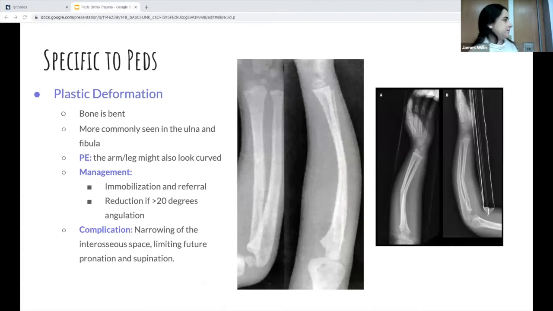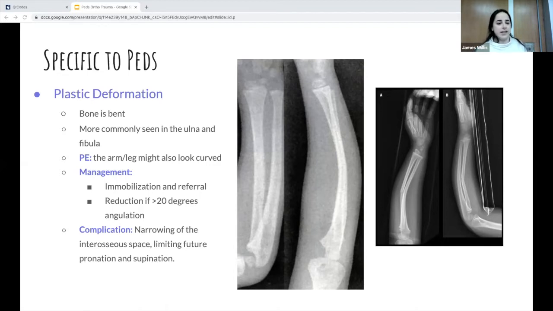So some specific fracture patterns in pediatric patients. The first one is plastic deformation. Here, basically the bone is bent, so you don't have a disruption of the actual cortex. It can look really deformed on exam when these patients present to the emergency department. It is usually seen in the forearm or the lower extremity, so it usually affects the ulna or the fibula.